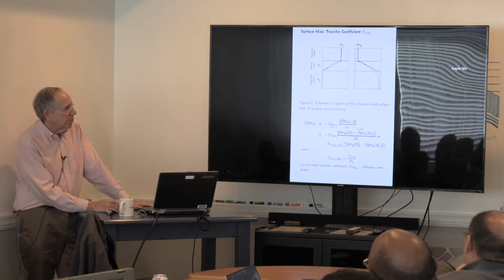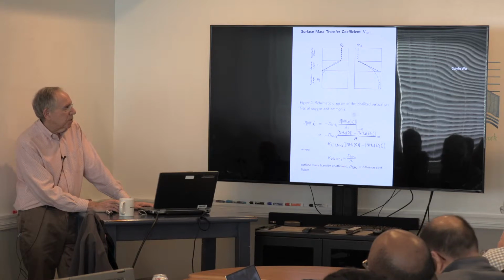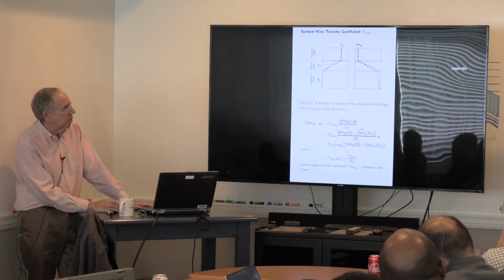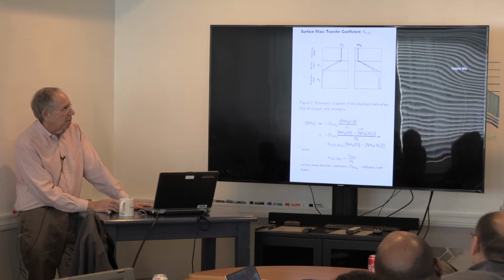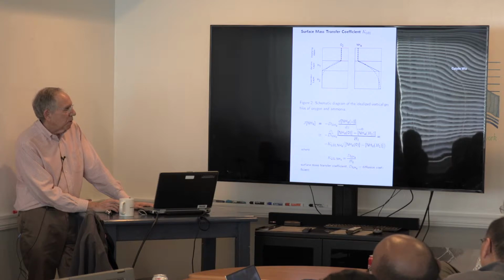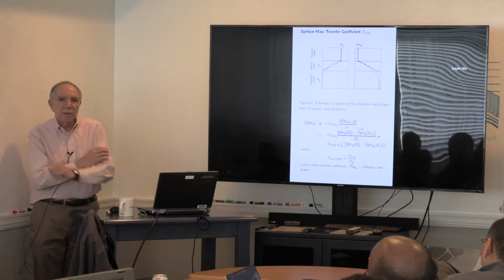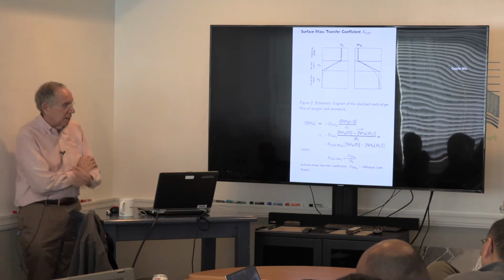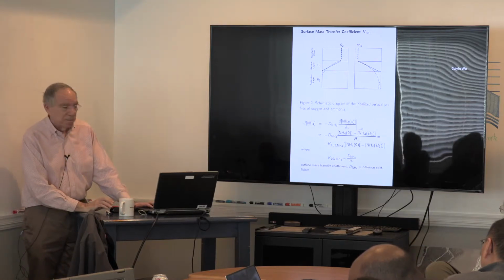So you'd have the diffusion coefficient times the derivative, which you're going to approximate as a straight line, which is the difference divided by the depth. So I'm approximating the gradient by this gradient, which then I can define the surface mass transfer coefficient as the ratio of the diffusion coefficient divided by the aerobic layer depth. So far I'm just defining things, I haven't done anything clever yet. Clear?